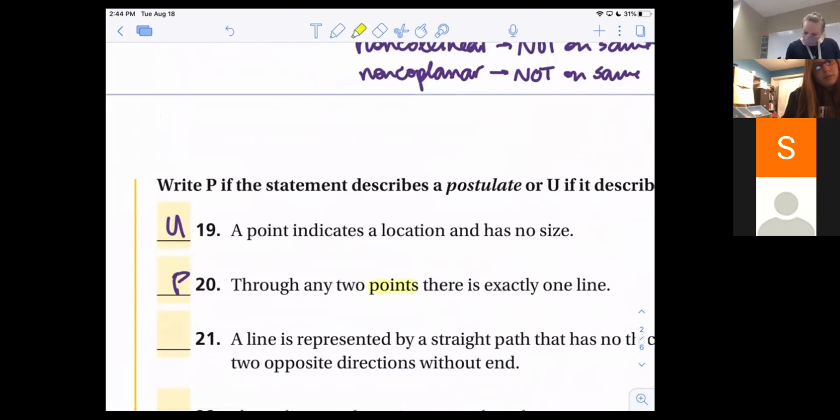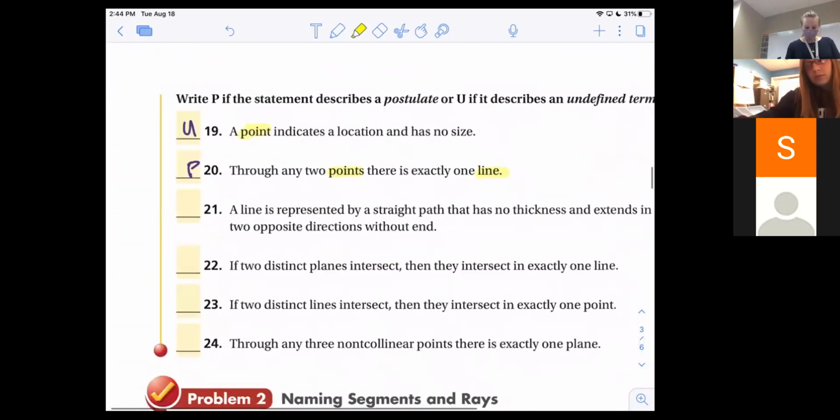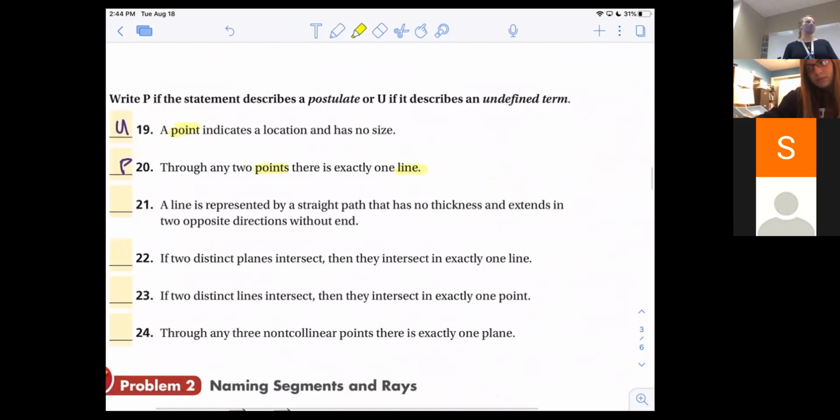Another key thing is that the postulates will always have 2 undefined terms. So like this one has points and line. Undefined will only have one of them. It will be talking about just a point or just a plane or something like that. All right, 21. Postulate or undefined?